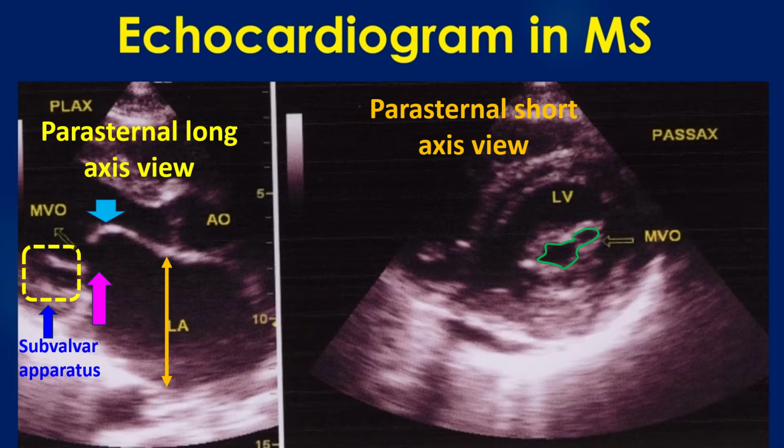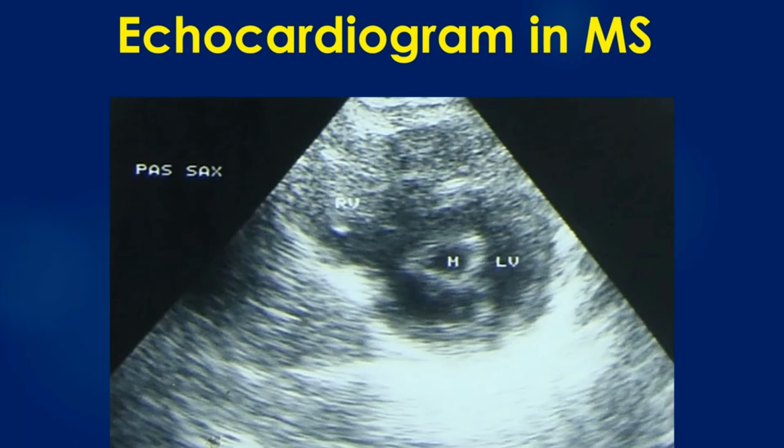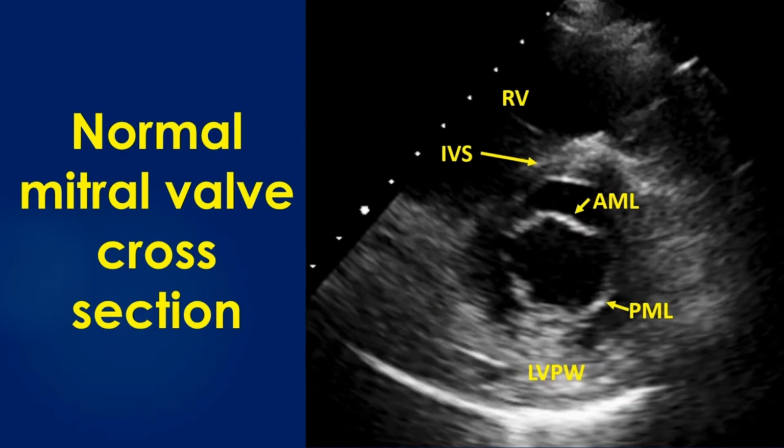Parasternal short-axis view is used for quantitating the severity of mitral stenosis by using planimetry to measure the mitral valve orifice. Commissural fusion and calcification, if present, can be seen well on parasternal short-axis view. Parasternal short-axis view in mitral stenosis showing the fish mouth appearance of the mitral orifice in cross-section. Normal mitral valve cross-section for comparison showing anterior and posterior mitral leaflets widely separated. Scallops of mitral leaflets are also visible more clearly in the posterior leaflet.